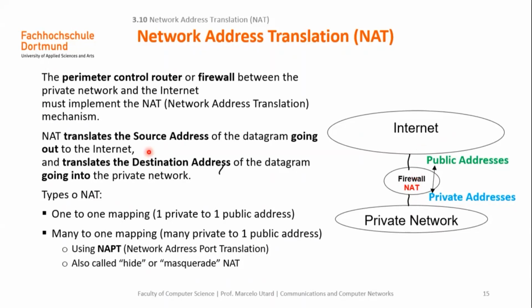Then NAT translates the source addresses of the datagrams going out to the internet. That is, if a datagram is sent from any host within that private network, and that datagram needs to go out to the internet, in fact, we need the NAT mechanism to translate the source address of the host and to assign a public address to the source address of the datagram that will go out to the internet.